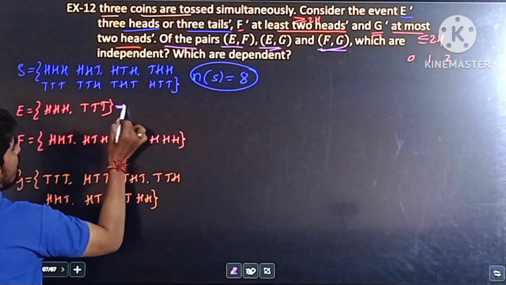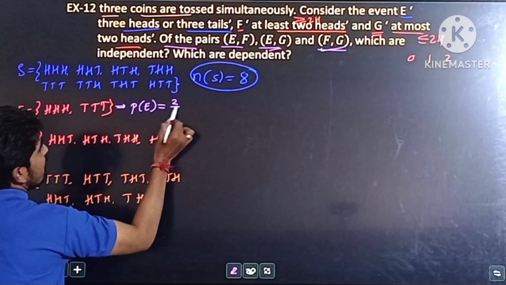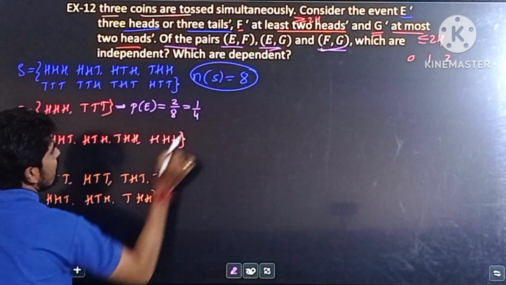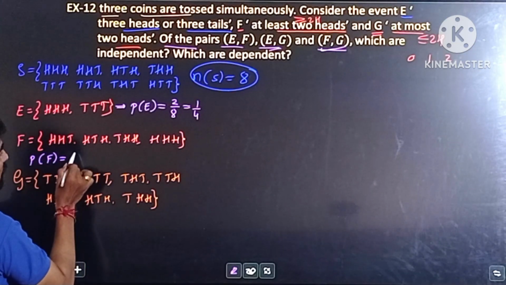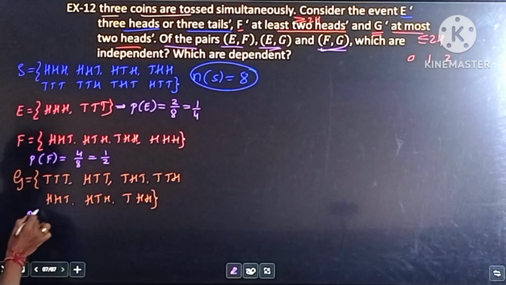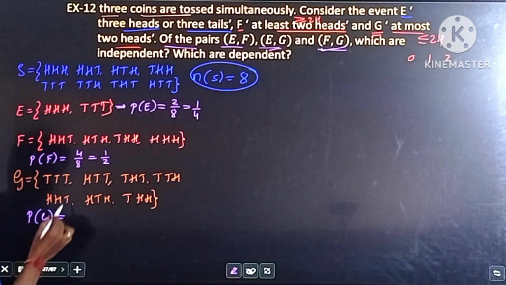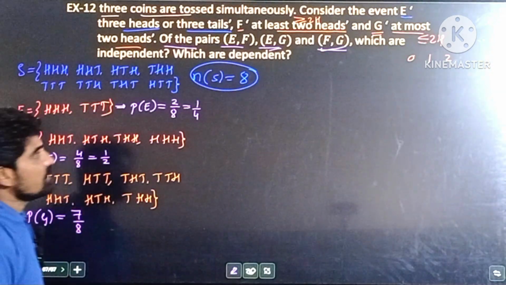See here. Probability of the event E, directly we can write 2 divided by 8, which is equal to 1 by 4. And probability of the event F is equal to 4 divided by 8, which is equal to 1 by 2. And probability of the event G is equal to 7 by 8, because totally there are 7 outcomes in G.